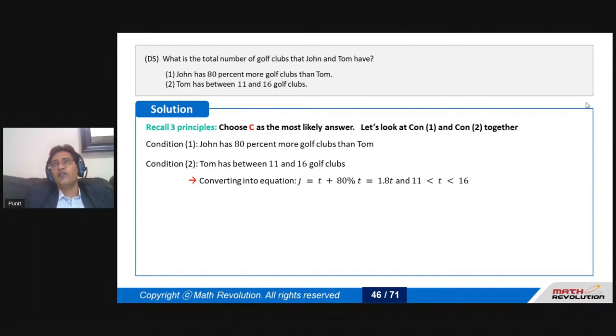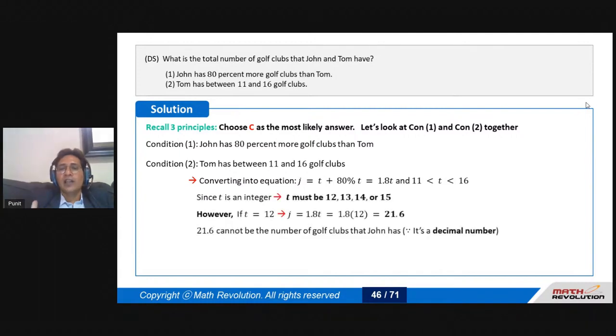Now, the only thing you have to remember is that the number of clubs cannot be a decimal value. I cannot hold 11.4 or 22.9 golf clubs. Either it has to be 11, or it has to be 22. So that has to be a pure integer. Now, the best thing I can do is simply put in the values. T must be between 12, 13, 14, 15. That's it. So 11 and 16 don't work.